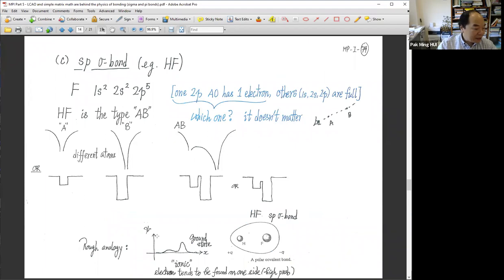And now it is to answer Mr. Poon's question, okay? Why don't we have SP sigma? The answer is yes, we have SP sigma, okay? But as already mentioned, in this case, we need to consider molecules of the type of different atoms. So it is an A atom and a B atom. They are different. An example is this HF.